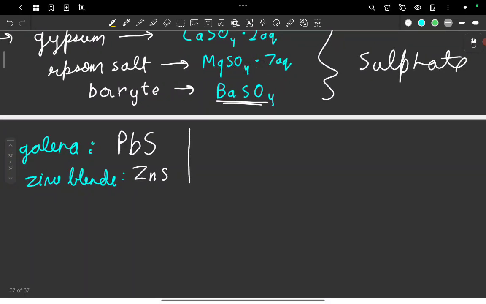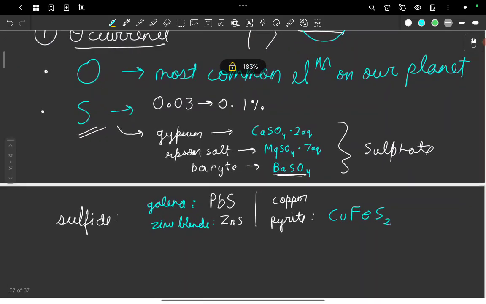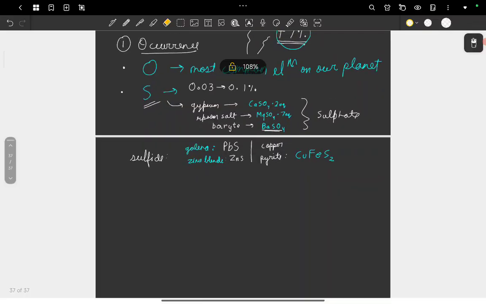And one last ore I want you to remember is copper pyrite. Copper pyrite is CuFeS2, CuFeS2. So these are all the ores for sulfur which are there. It is not necessary to remember all of this, but it can give you an edge because we never know.